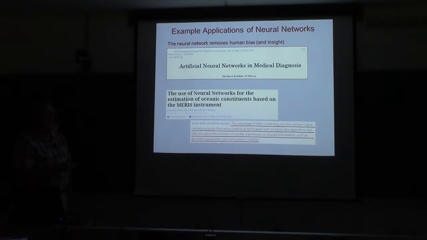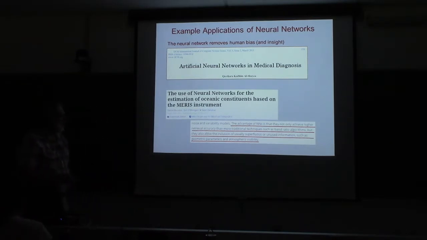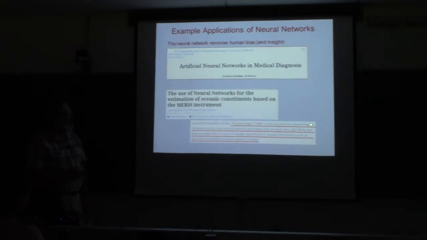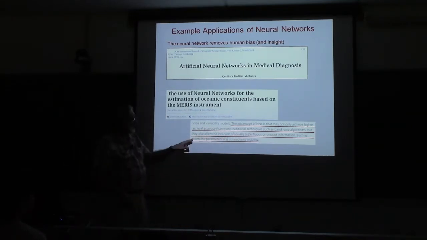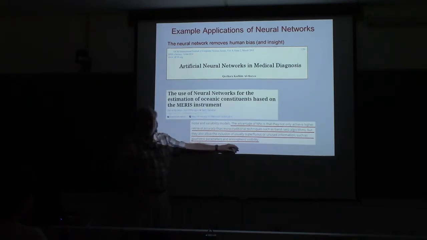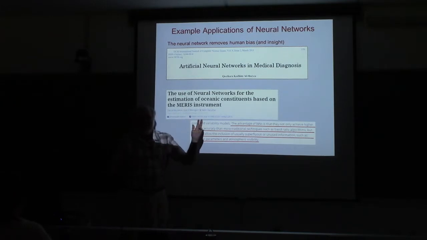The MERIS ocean color retrieval algorithms are a neural network, trained on pseudo data from a gazillion Hydrolight runs. There's a nice comment in this paper: the advantage of neural networks is that they not only achieve higher retrieval accuracy than more traditional techniques such as band ratio algorithms, but they also allow the inclusion of superfluous or unused information such as geometric parameters and atmospheric visibility. So you may have a data set with remote sensing reflectances, sea surface temperature, the phase of the moon or whatever.